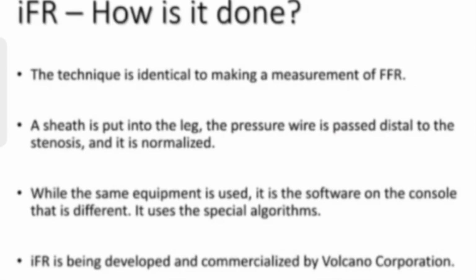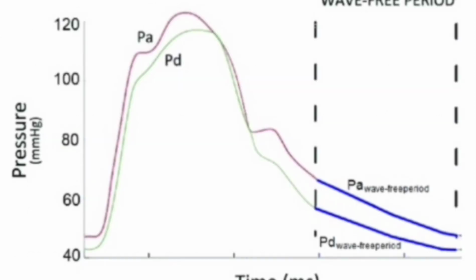iFR is a technique identical to making FFR measurements. A sheath is put into the leg, the pressure wire is passed distal to the stenosis, and it is normalized. While the same equipment is used, it is the software on the console that is different, and it uses special algorithms. iFR is developed and commercialized by Volcano Corporation. You can see the wave-free period, PA and PD, pressure over time in milliseconds.